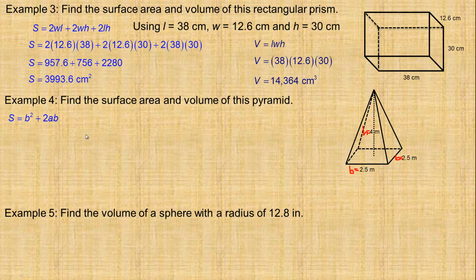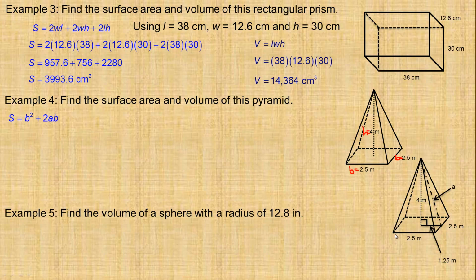Now what a represents is the slant height along here, along the side. So I'm going to redraw the pyramid, and this is a right here. I'm drawing a right angle triangle, right in the middle of the pyramid. The 4-meter height is one side. And the base here, since it goes from the middle out to a side, would be half the length of the b here. So that's why that's 1.25 meters.